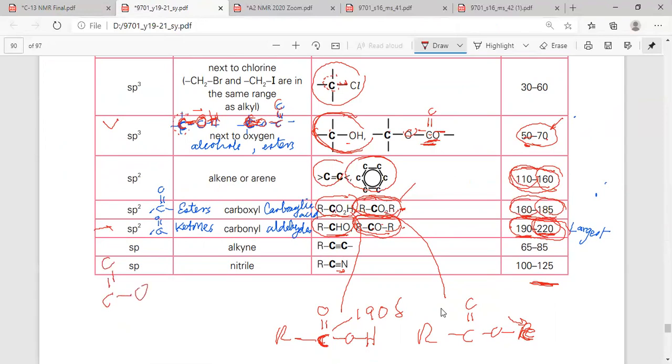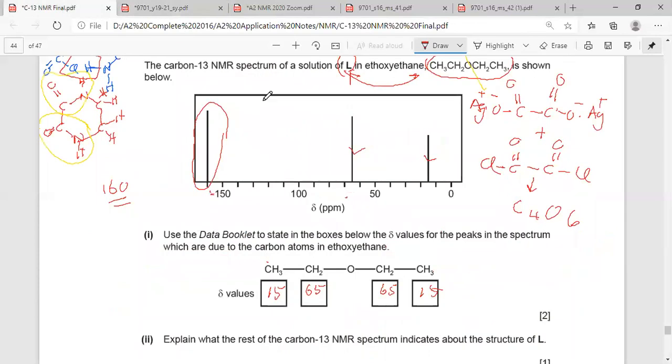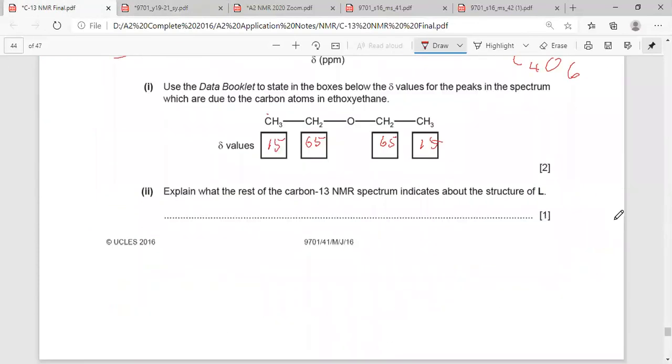Esters of carboxylic acids. That means carbon to two oxygen, just enough. The range is 160 to 185. So carbon to two oxygen, which means this fellow here, the L structure. The L structure with 160 parts per million will have this structure.